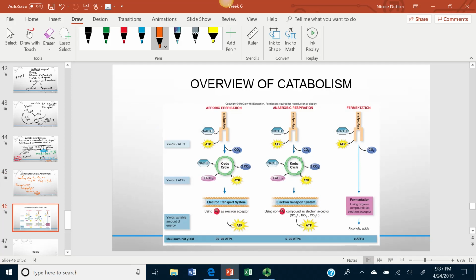Here is an overview of catabolism. So it shows aerobic respiration: glycolysis, Krebs cycle, and the electron transport chain. Anaerobic respiration: glycolysis, Krebs cycle, and the electron transport chain. And then fermentation. And fermentation is just glycolysis, which leads to the production of an acid or an alcohol. This is a very great summary table that I highly recommend you review before the exam.